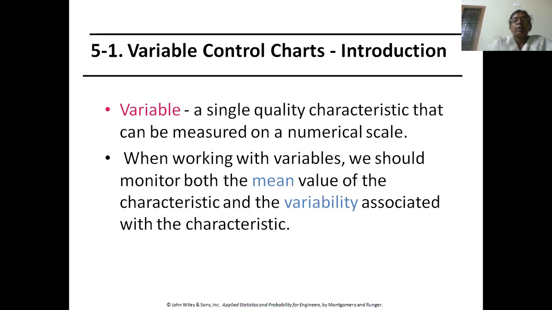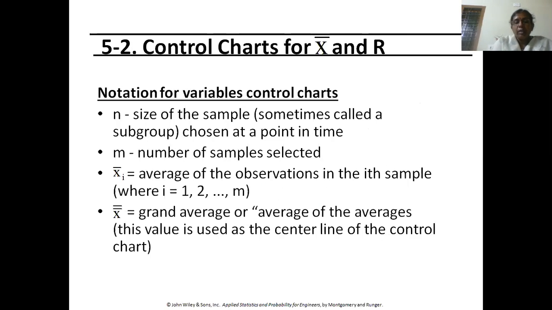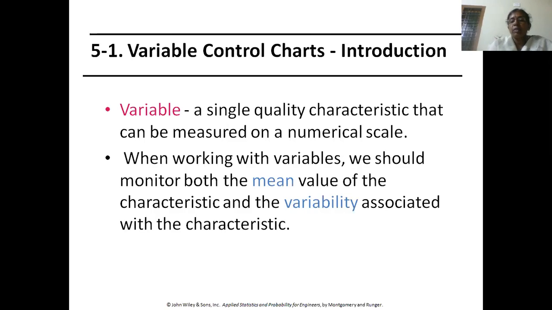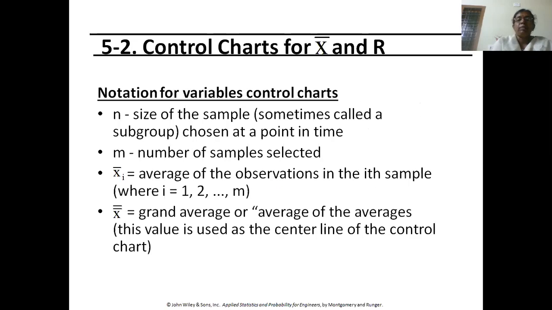Now, what about these variable control charts? First, we'll define what a variable is. A variable is a single quality characteristic that can be measured on a numerical scale. Anything which is measurable is known as a variable. When working with variables, we monitor both the mean value of the characteristic and the variability associated with the characteristic. Under variable control charts, you have three types: X bar chart, R chart, and S chart. That is the mean chart, range chart, and standard deviation chart.